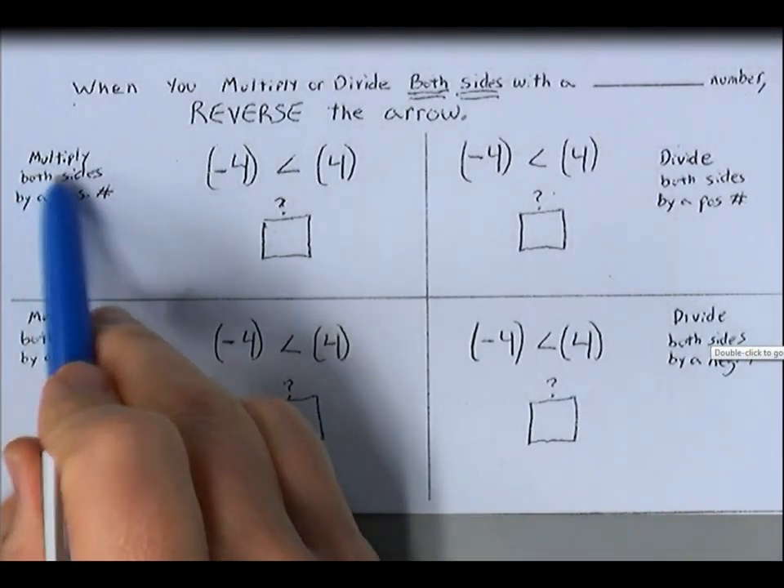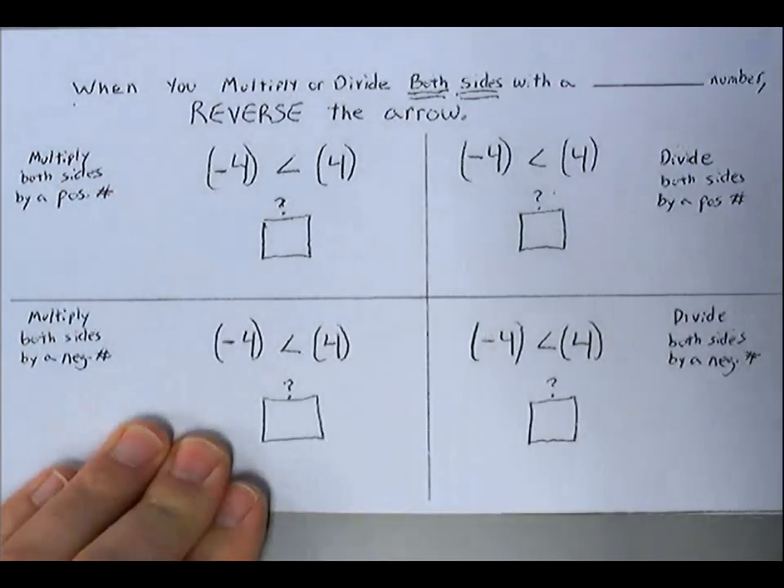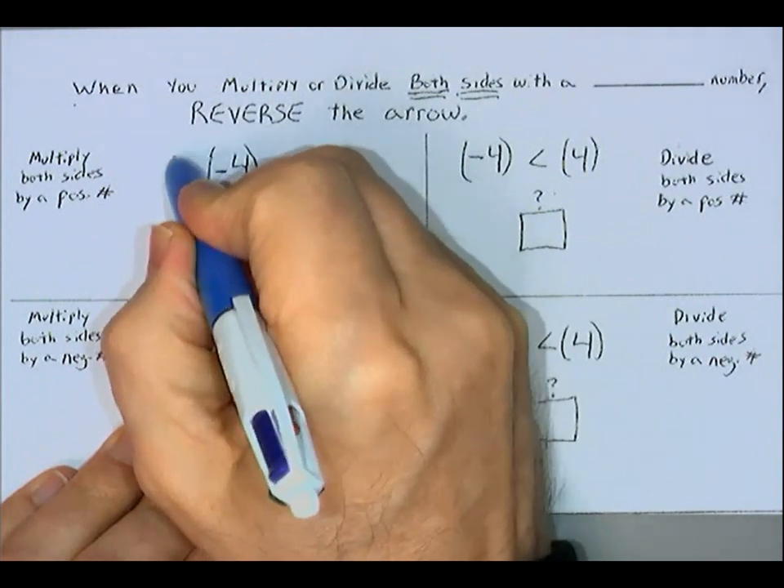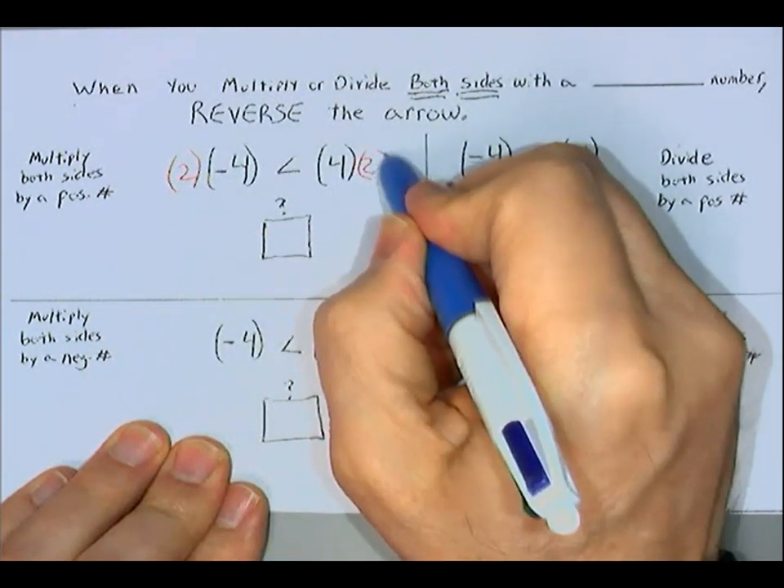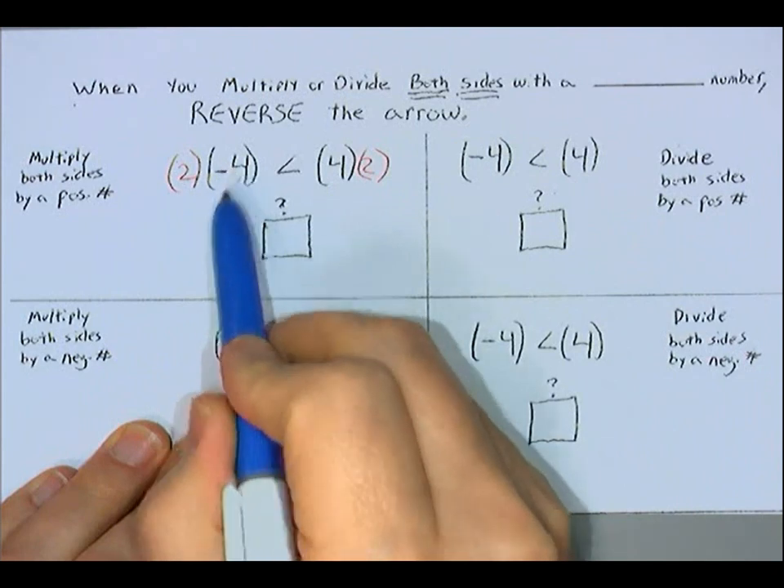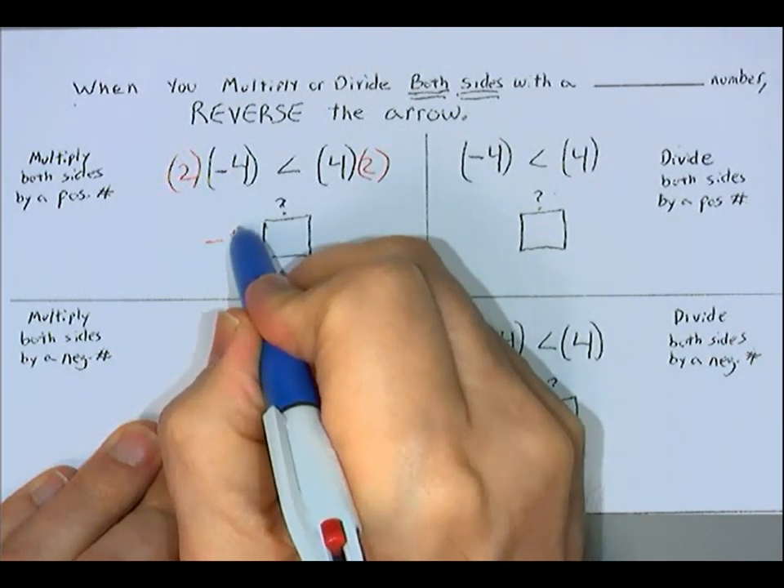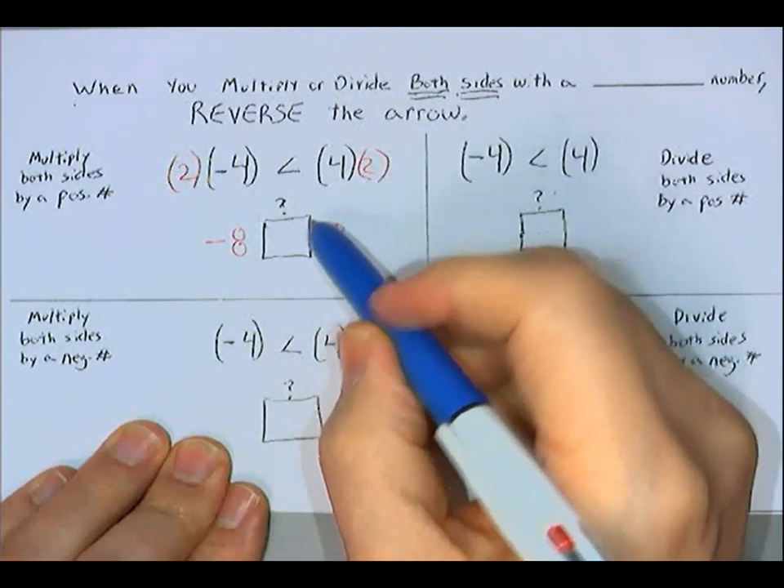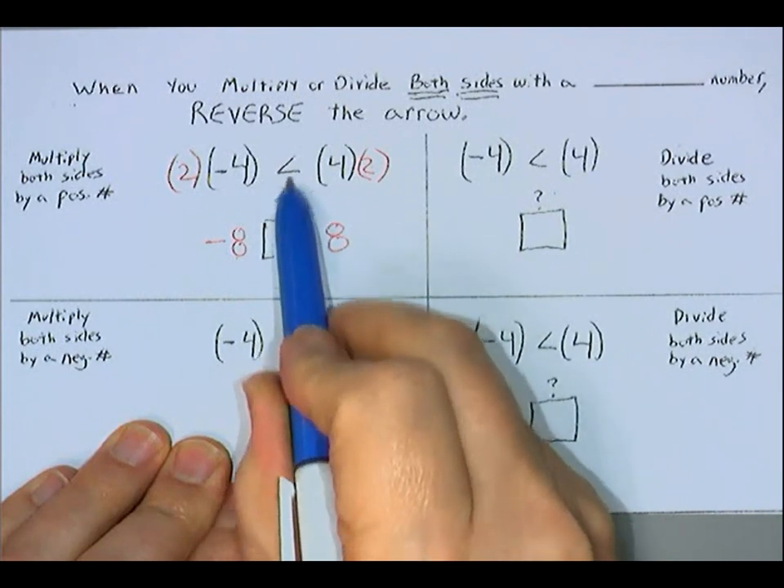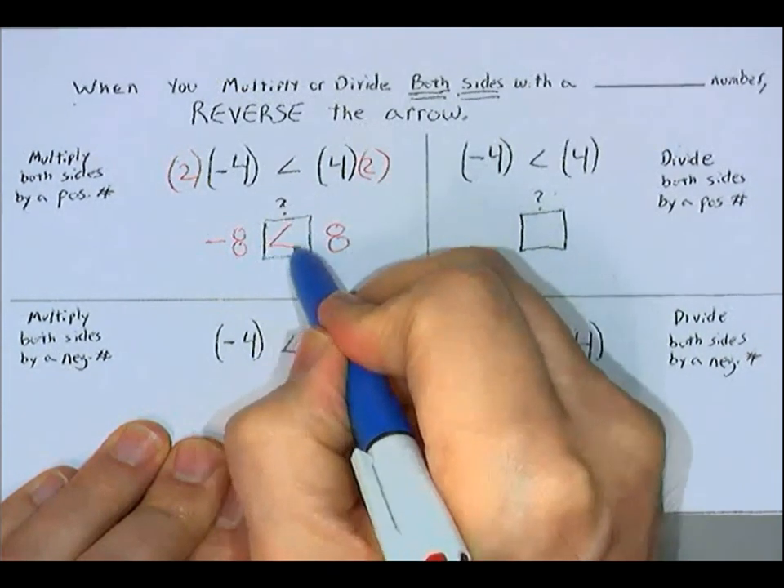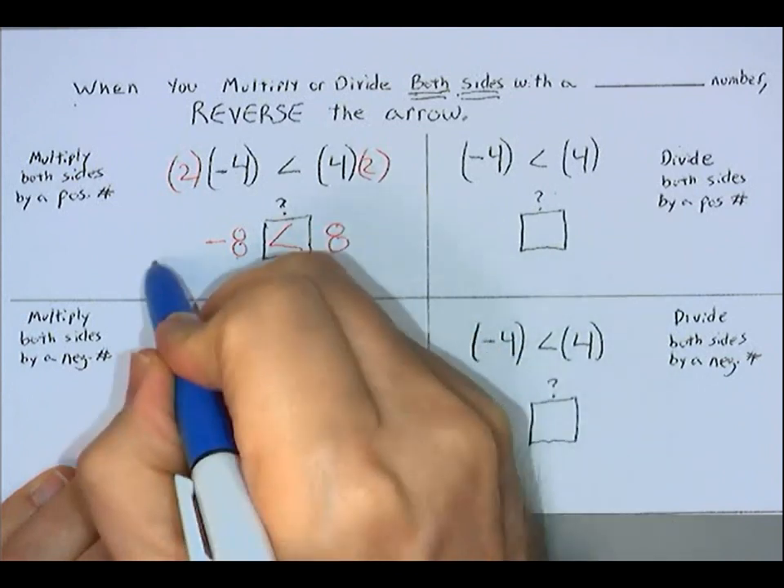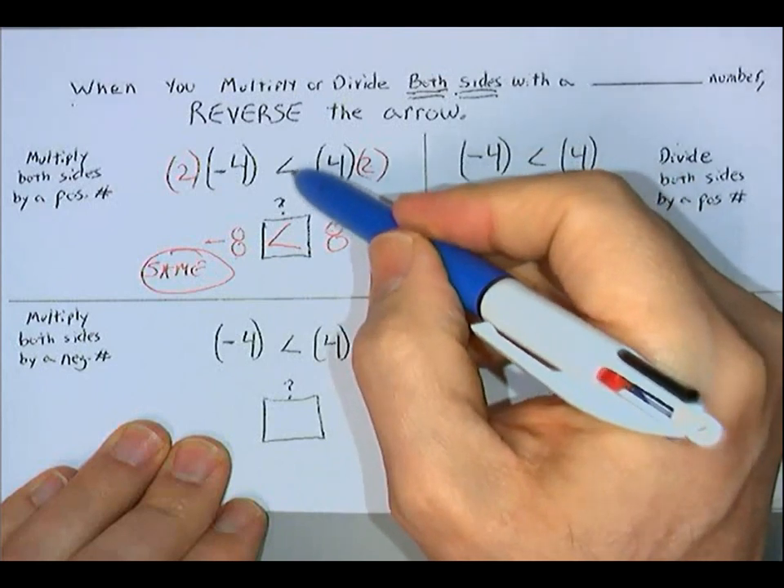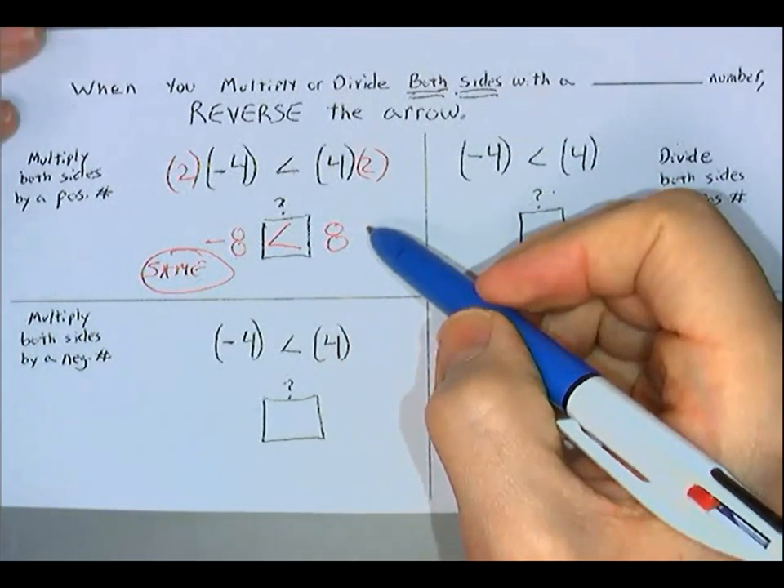We want to multiply both sides by a positive number. So we have negative 4 is less than 4. I'm going to multiply both sides by a positive number. I'll use 2. 2 times negative 4 is negative 8. 4 times 2 is 8. Negative 8 is less than 8, right? That's the same symbol. The symbol did not change. It stayed the same. Less than there, less than down below.